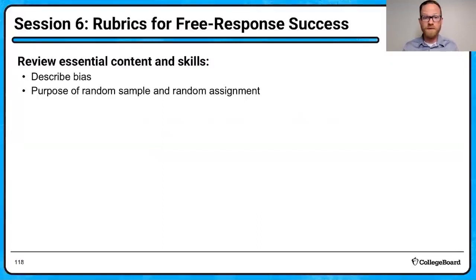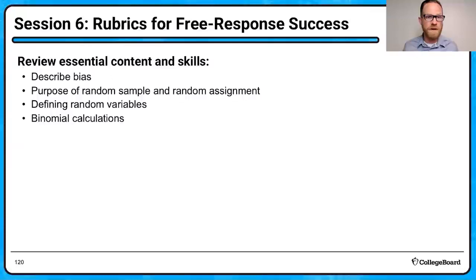Next, the purpose of random sample versus random assignment. Remember, the big cloud, small cloud tells us that the random sample is so that we can generalize to a larger population. And then also remember that we need random assignment with an experiment in order to show causation. Up next is the idea of defining random variables. We did this for a binomial random variable, but you could be expected to do the same for a geometric random variable. And then we did several binomial calculations as well as interpretation. So be familiar with the binomial formula, as well as the formulas for mean and standard deviation for binomial.